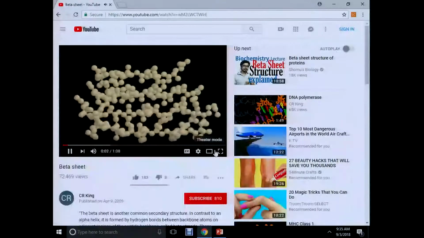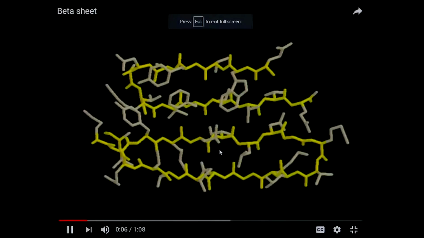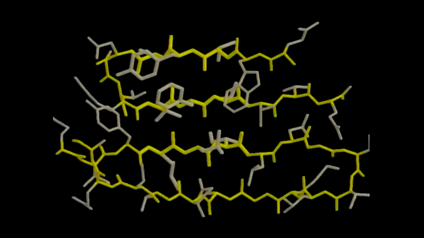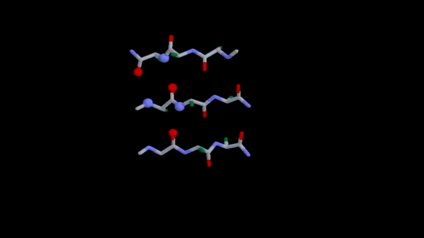The beta sheet is another common secondary structure. In contrast to an alpha helix, it is formed by hydrogen bonds between backbone atoms on adjacent regions of the peptide backbone, called beta strands. These interactions do not involve side chains. Thus, many different sequences can form a beta sheet.